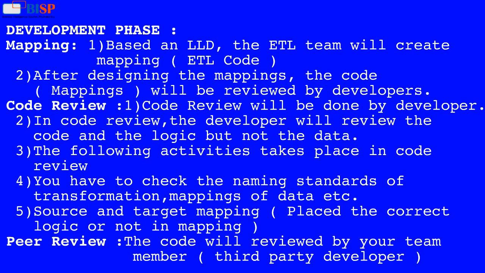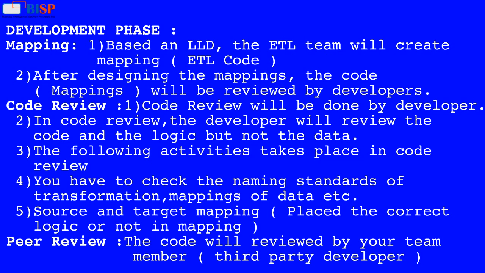Development phase. Mapping. 1. Based on LLD, the ETL team will create mappings, the ETL code. 2. After designing the mappings, the code will be reviewed by developers. Code review. 1. Code review will be done by a developer. 2. In code review, the developer will review the code and the logic but not the data. 3. The following activities take place in code review.